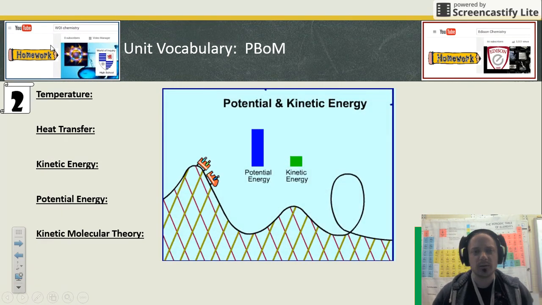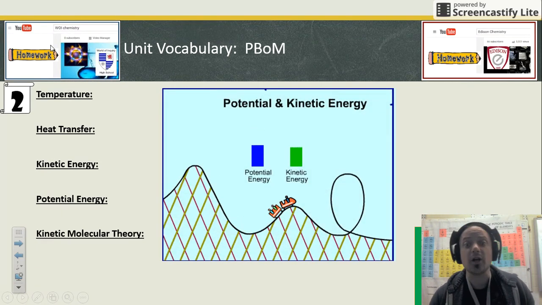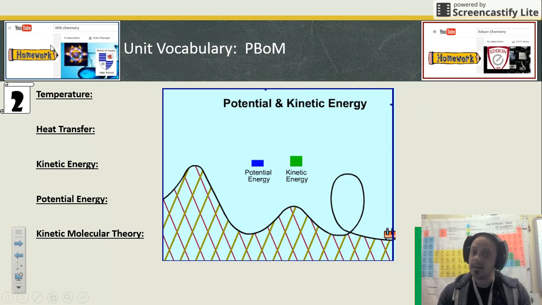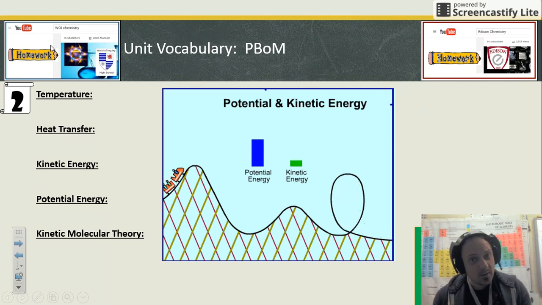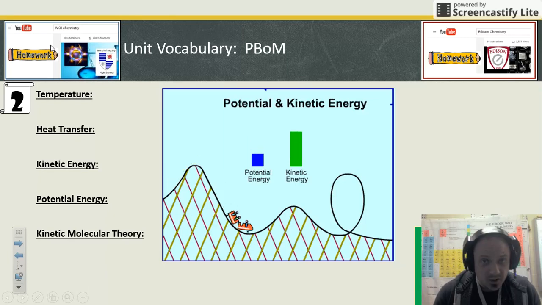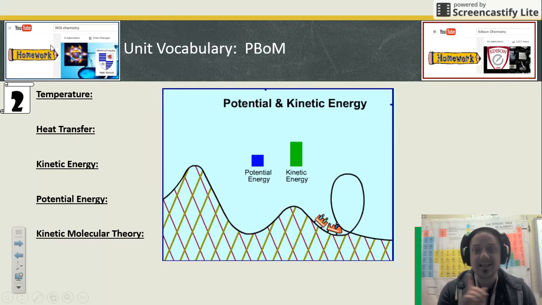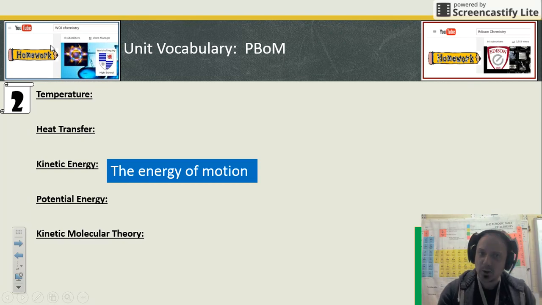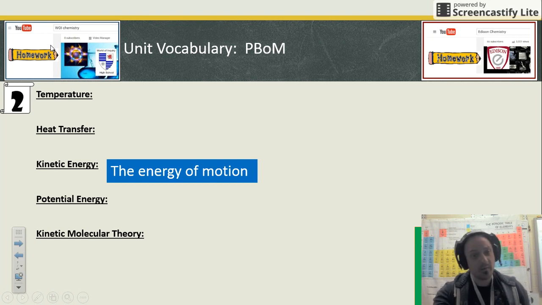Kinetic energy. Well, kinetic energy is the energy of motion. And in this graph, we can see potential energy and kinetic energy are related. The more kinetic energy an object has, the less potential it has. The more potential it has, the less kinetic. Kinetic is what we'll focus on, and kinetic is all about the energy of motion. The faster particles are moving, the more kinetic energy they have. Therefore, the higher temperature they will demonstrate if we were to read it with a thermometer.